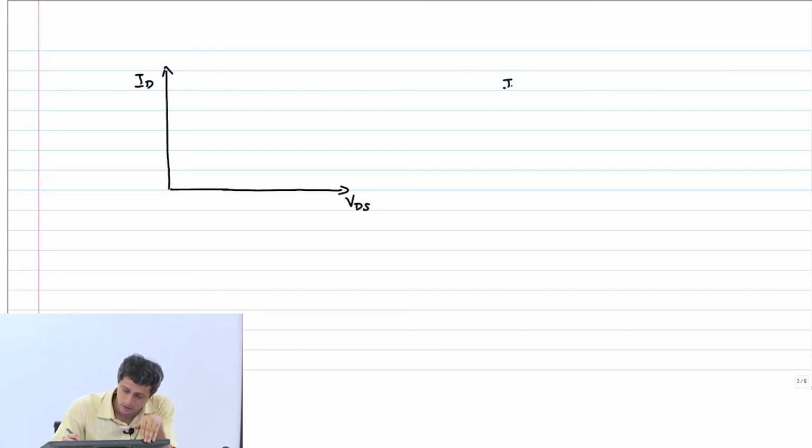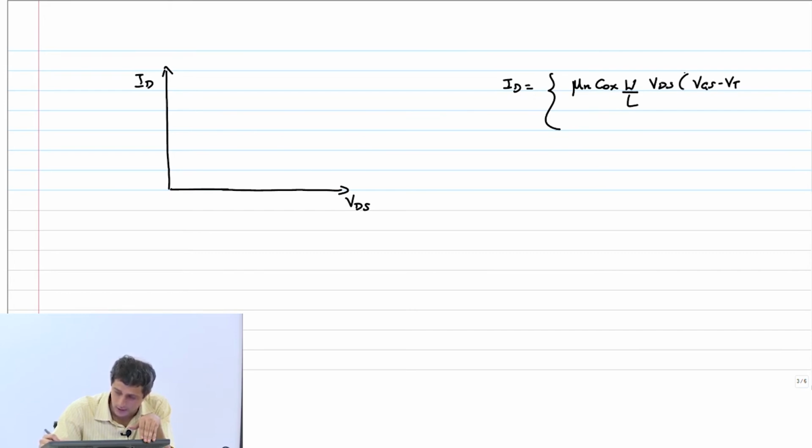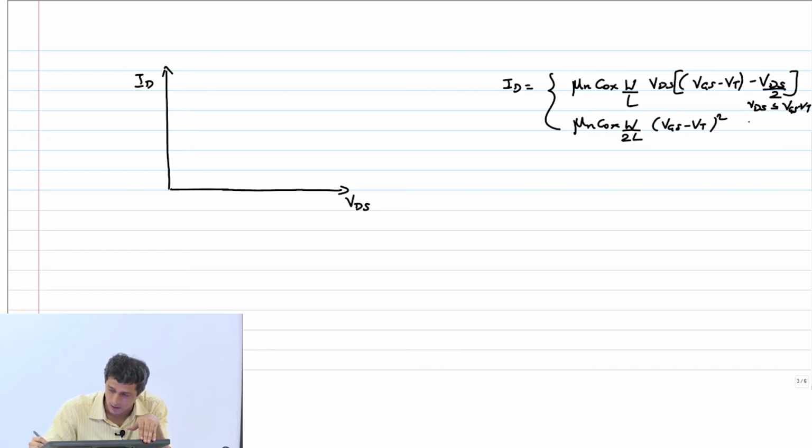So I will write the equation here. ID is mu n Cox W by L into VDS into VGS minus VT minus VDS by 2, and this is for VDS less than or equal to VGS minus VT, and after that it's mu n Cox W by 2L into VGS minus VT the whole squared for VDS greater than VGS minus VT.